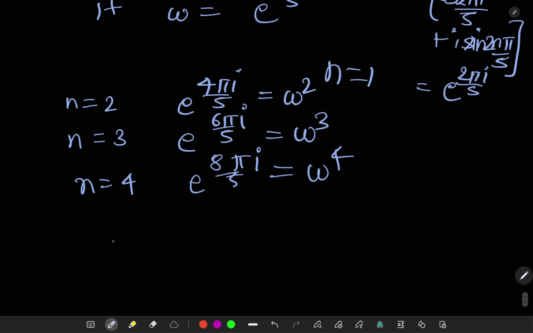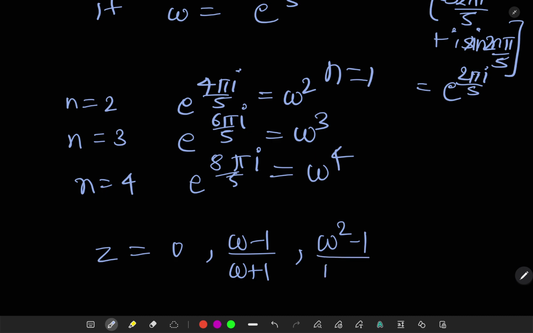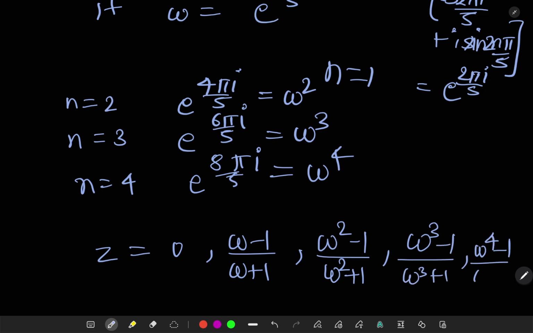So z is equals to 0 comma omega minus 1 divided by omega plus 1, omega square minus 1 divided by omega square plus 1, and omega raised to power 4 minus 1 divided by omega raised to power 4 plus 1.